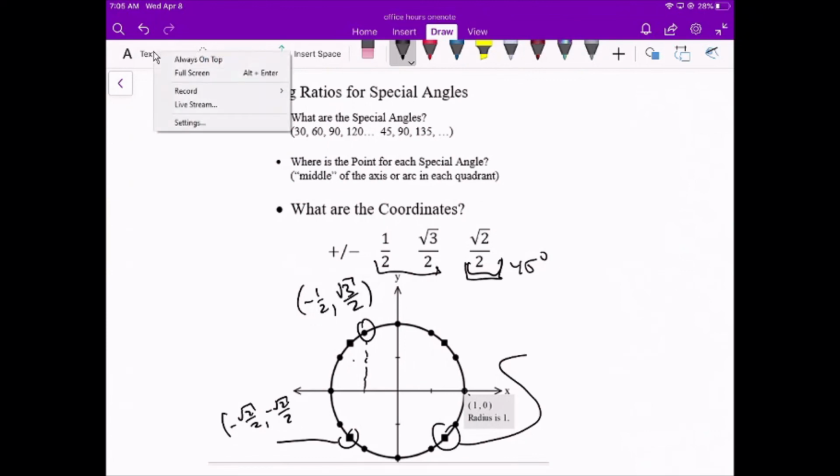And this is a 45 degree type. The x-coordinate is clearly positive, so √2/2. The y-coordinate is clearly negative, negative √2/2. And we are all set.